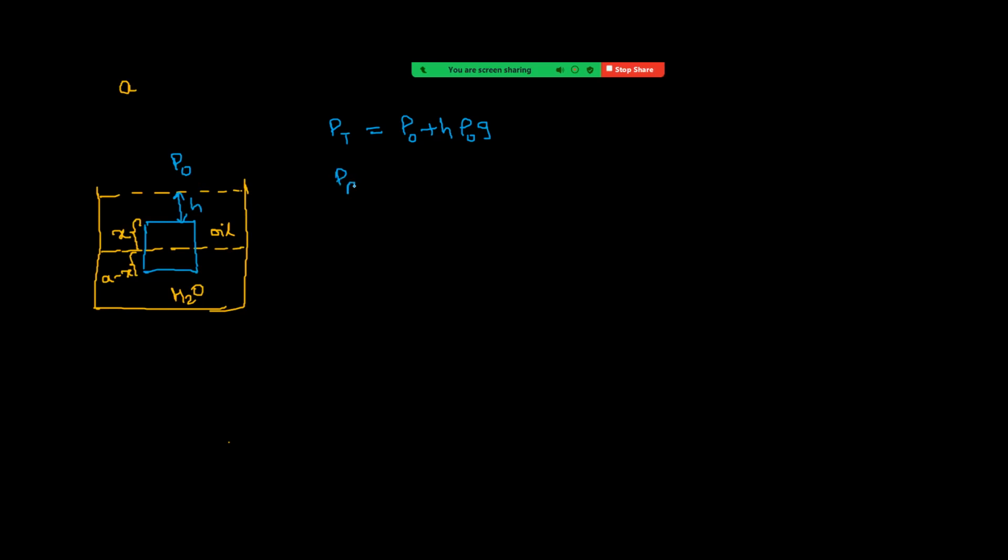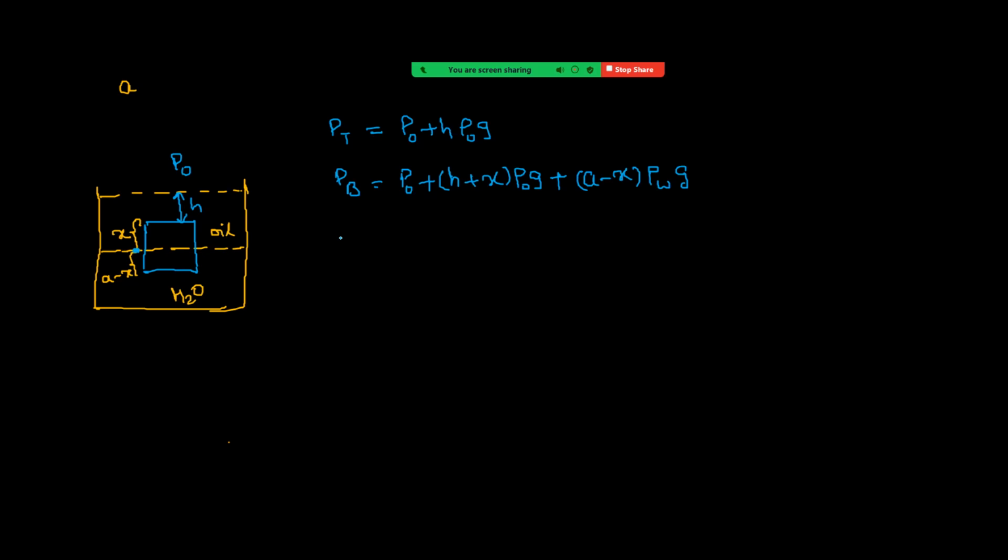Now focus at the bottom. Pressure at the bottom is equal to P naught plus, I am focusing up to here. Up to here, what is the pressure? That means I have to take h plus x, into density of oil into g. That is the pressure at this level. But we want it at the bottom face, so plus the pressure because of water, that is A minus x into density of water into g. This is the pressure at the bottom surface.